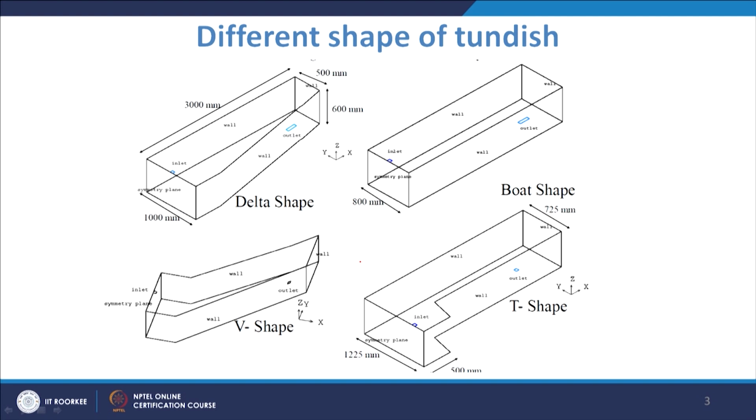And another shape which is also being reported in the literature is T shape. In the T shape you have a slanting type of slope, and up to a certain distance you have the larger width, and then it becomes smaller. So, that is a T shape of Tundish, as it is known. As you see, these are the 4 different types of Tundishes that were taken, and these are the geometrical parameters.